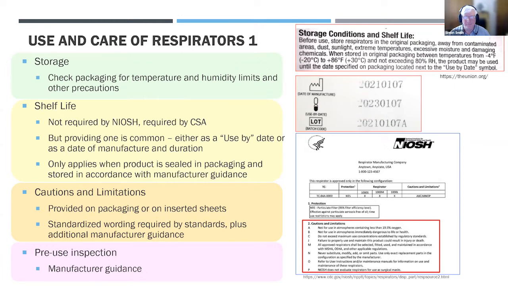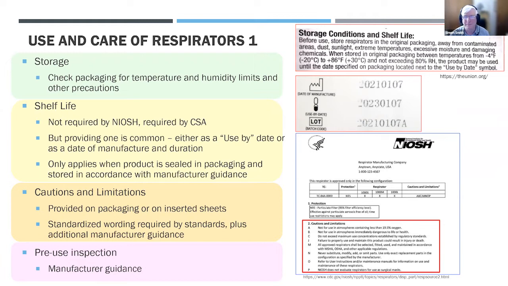You'll find on approved respirators on the packaging, there are things that are called cautions and limitations, which is guidance on what you really should take care about when using the respirator. These are generally in standard language, though manufacturers may add extra as well. And again, these are some of the precautions about ensuring that it's appropriate to use that kind of respirator in the exposure environment that's present.